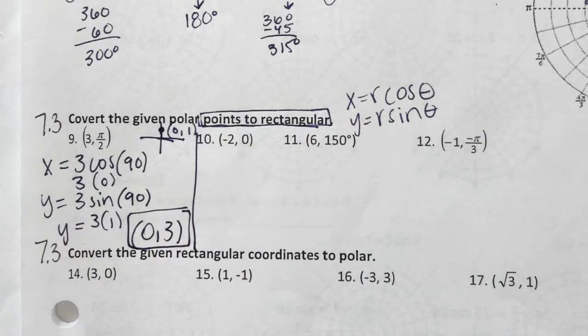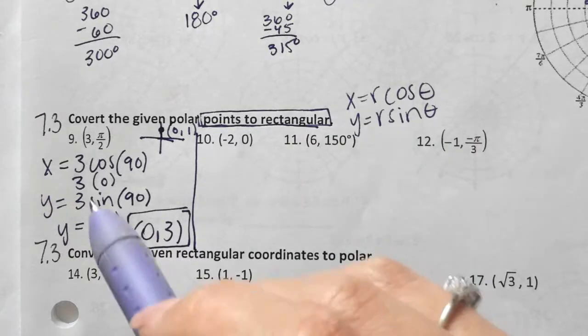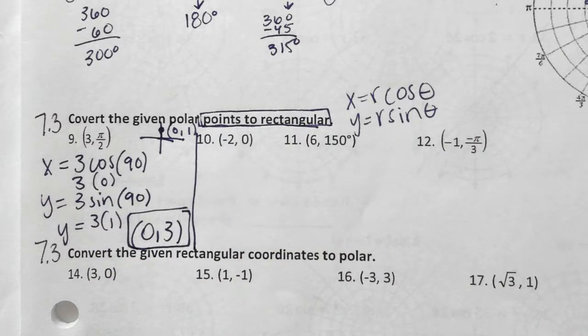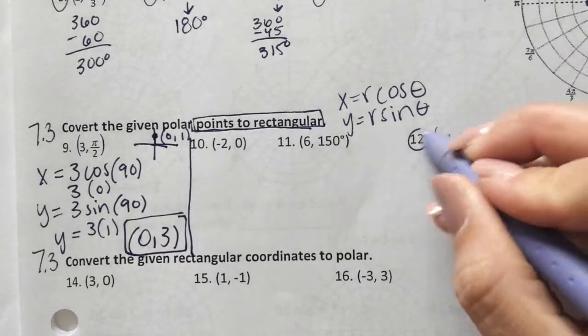Yeah, you could type in cosine of 90 in your calculator. That's fine. Questions on that one? Let's do 2 of these together. Any specific ones y'all want to do together? 12 and what else? 10?